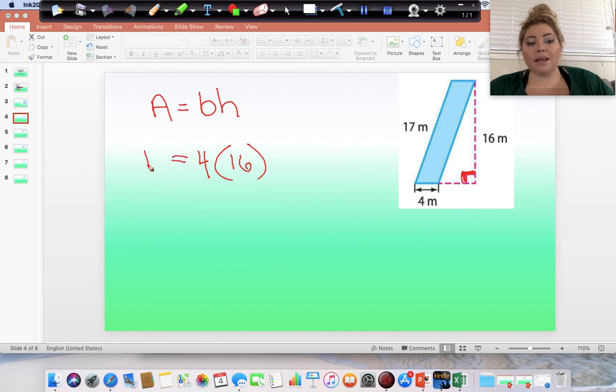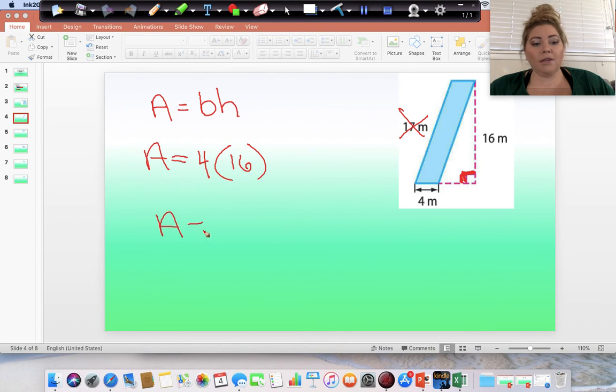So they put the 17 on there to confuse you. You don't need it, okay? It's only there to throw you off. So when you are trying to find the area of a parallelogram, you're looking for 2 numbers, and you're looking for that right angle to tell you which one is your base and your height, okay?